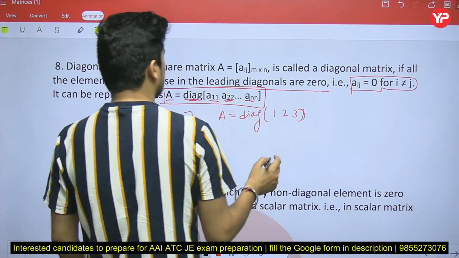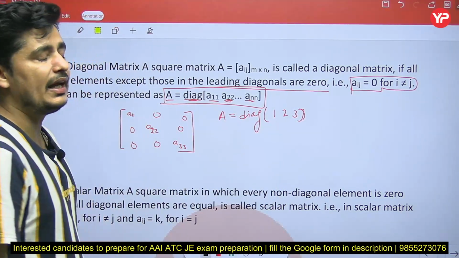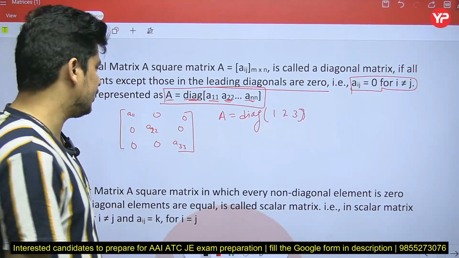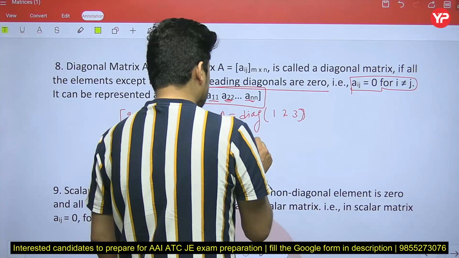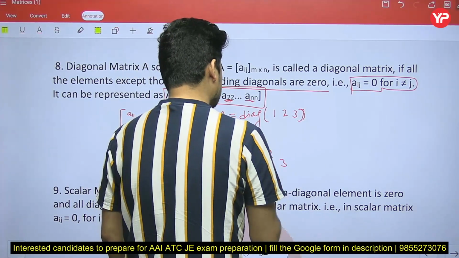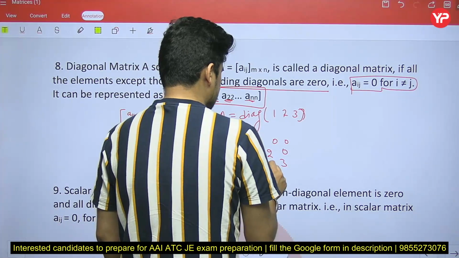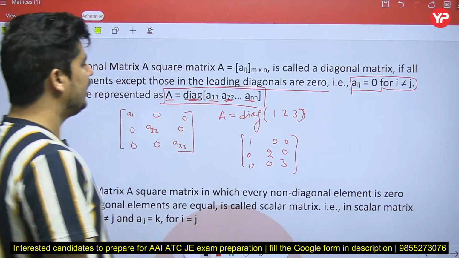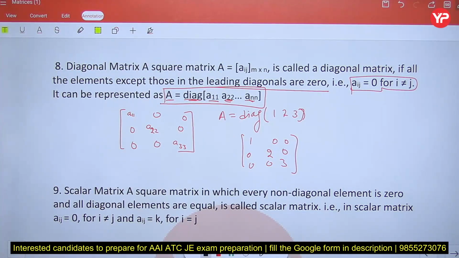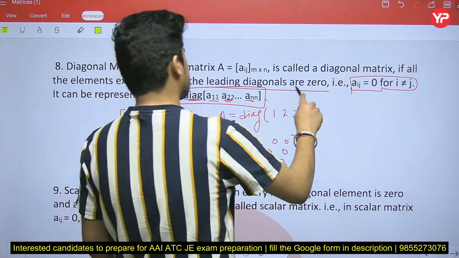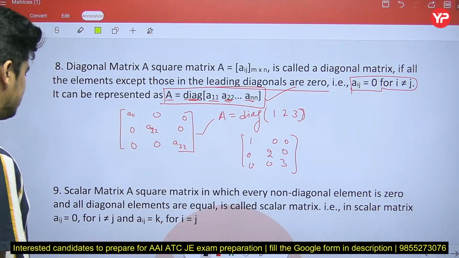So let us take, I represent a diagonal matrix that is having elements 1, 2 and 3. So what is the meaning of this one? That it is a diagonal matrix of 3 cross 3 which is having all the diagonal elements equal to 1, 2, 3 and rest all the elements are 0. So this is your diagonal matrix of 3 cross 3. So this is another representation, and this is the matrix representation for this one.